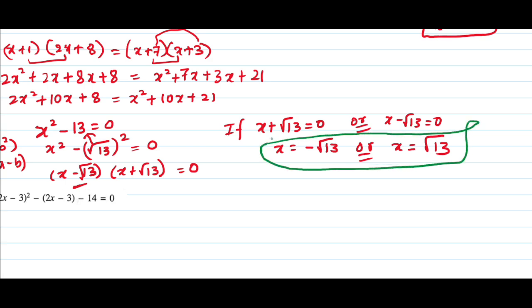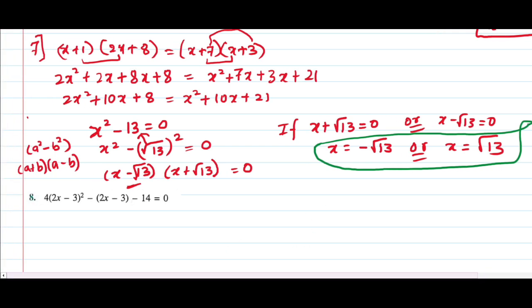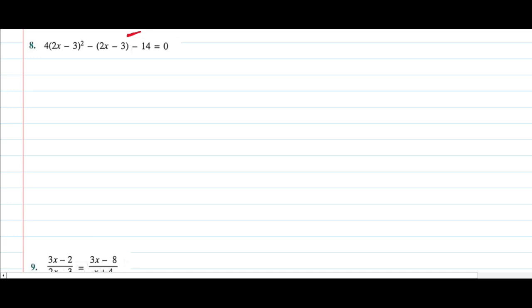So these are the two answers by using factorization method. So I have solved this. Next one is the 8th question. The 8th question is 4(2x minus 3) whole square minus (2x minus 3) minus 14 equals 0.